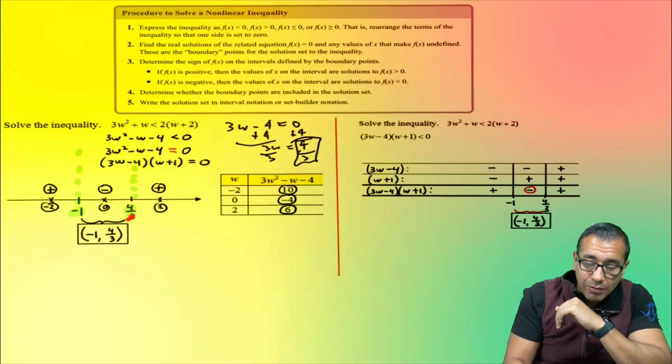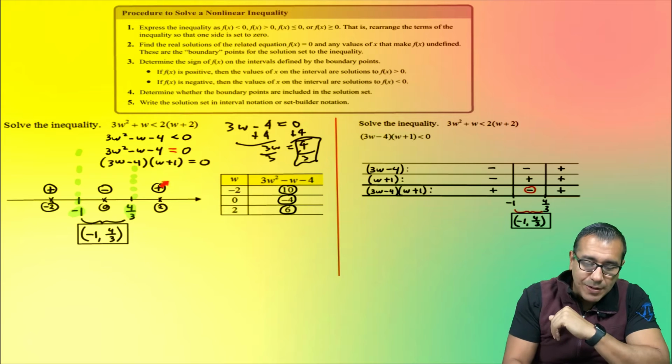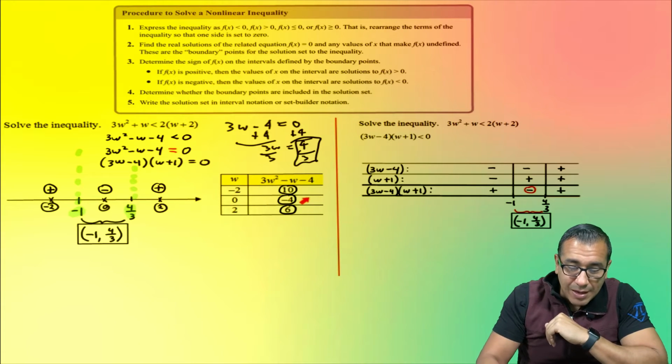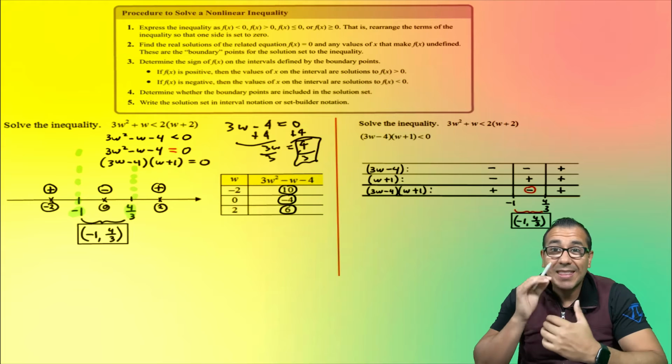All right, over here, we're plugging in a number that's greater than 4/3. So we plug in 2 into our function, and we see that our outcome is positive. So we get a positive result. And again, I like to use a chart here and plug in these numbers so I can see what those outcomes are. But again, I'm more interested in the sign.